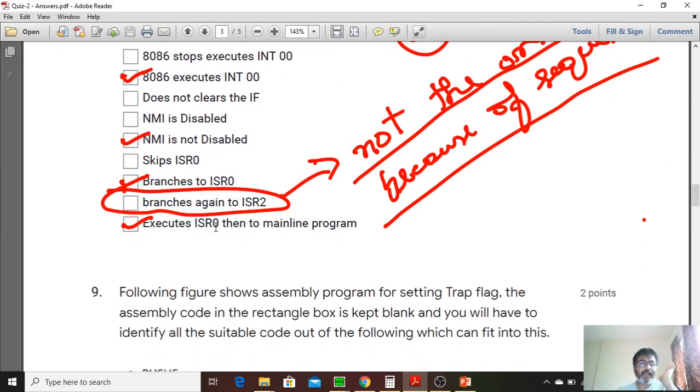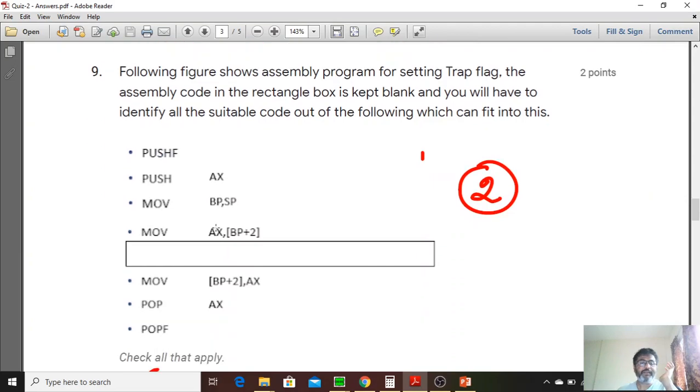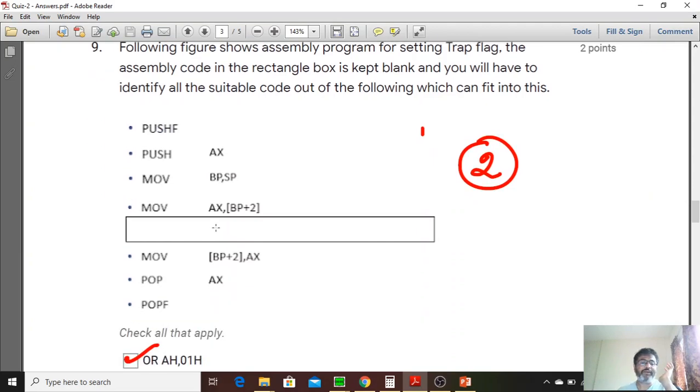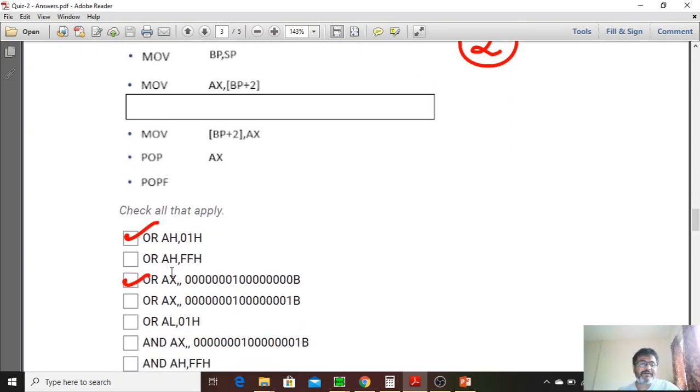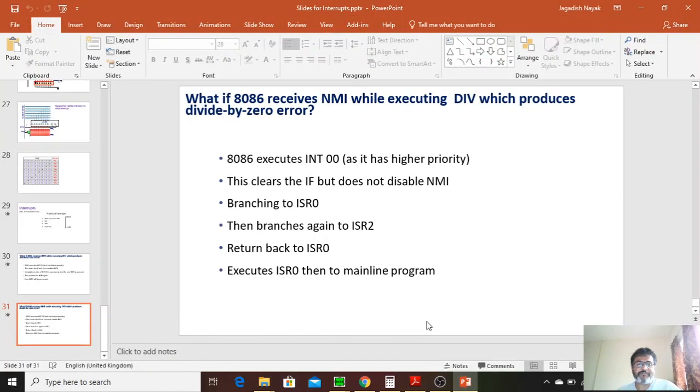And the next question, this program is already discussed in the class. One line is missing here. Of course, you can directly get from the answer that OR AX, 0000010000000000B is the correct answer. That's already there in the slide and you know it. That is one of the correct answers.